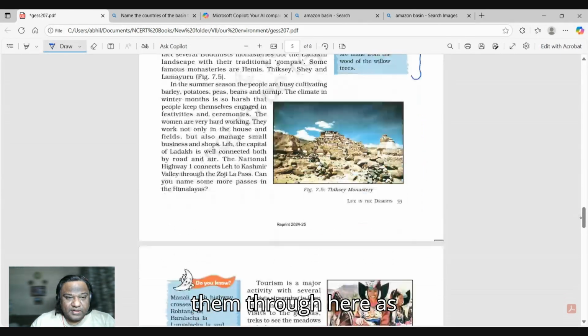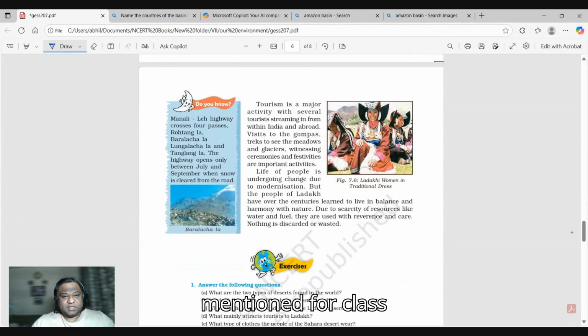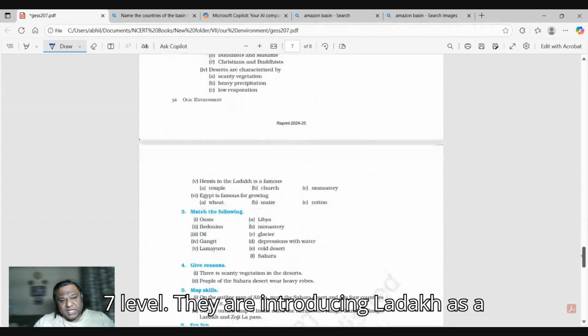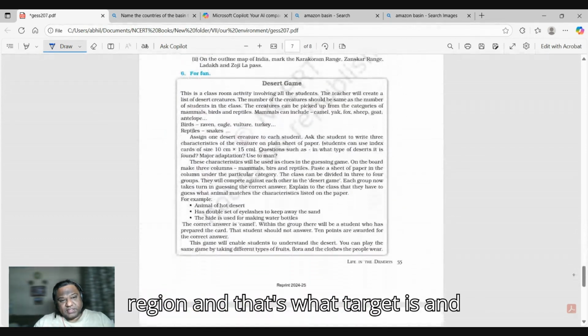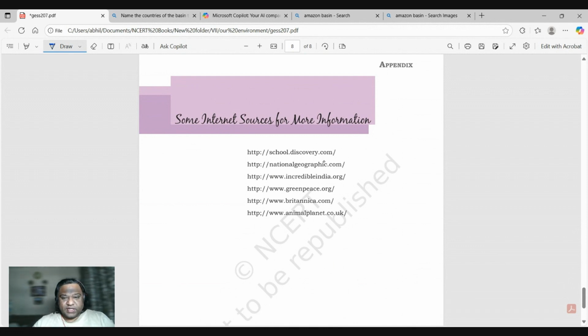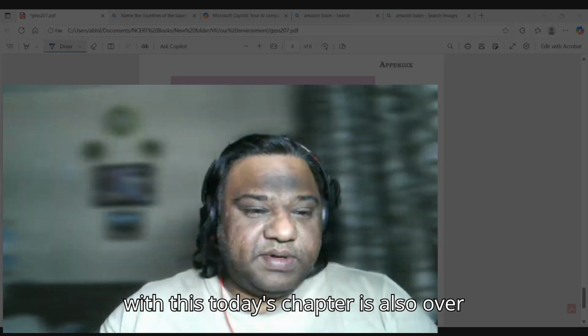So here, as mentioned, tourism. And for class 7 level, they are introducing Ladakh as a region, and that's what the target is. And that's how they have done it also. With this, today's chapter is also over.